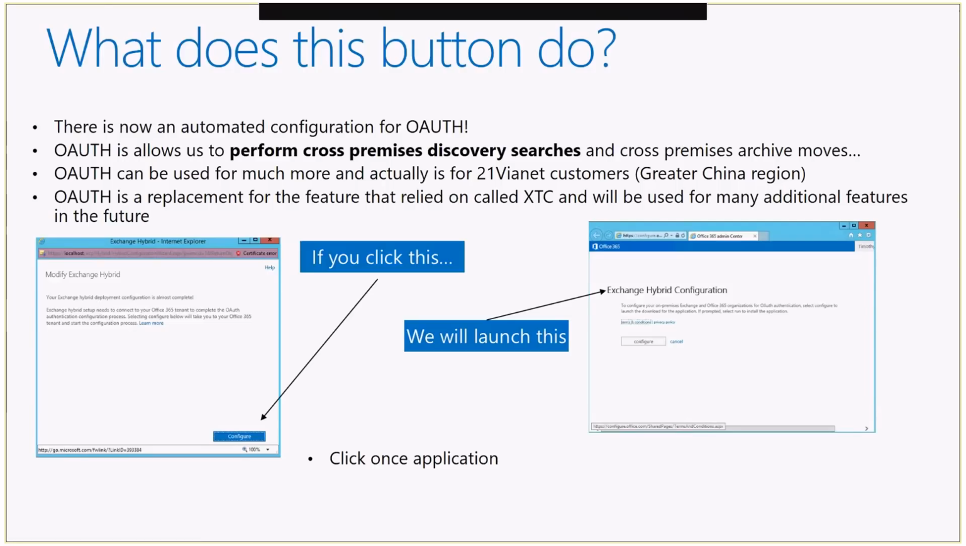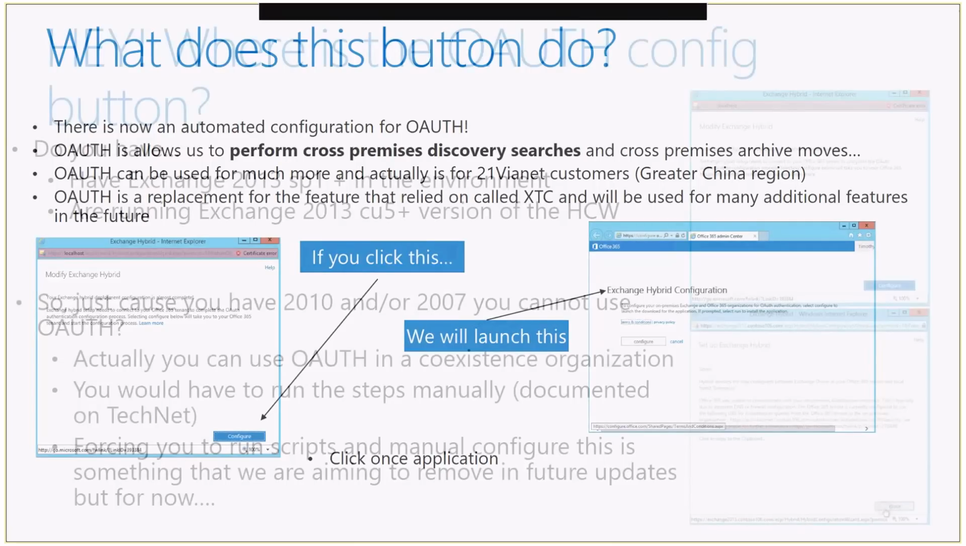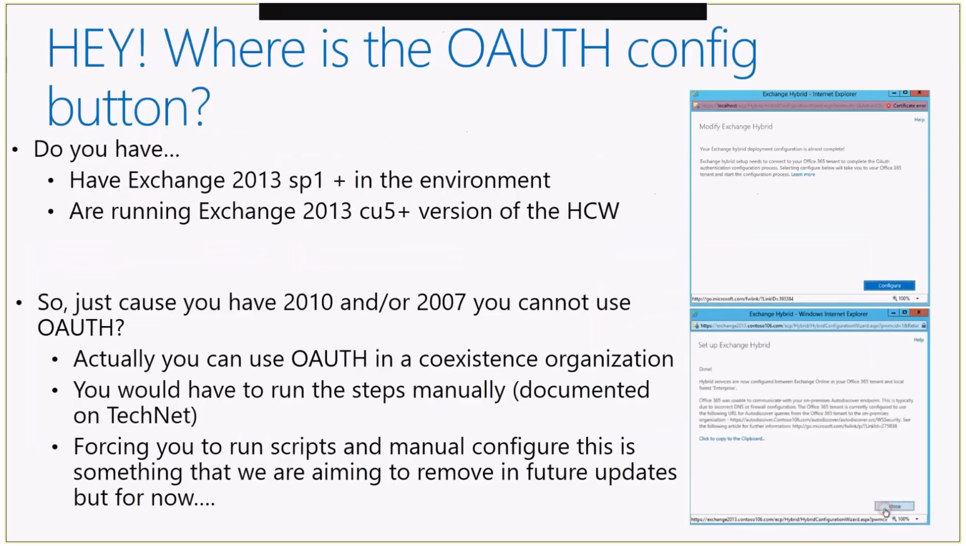The OAuth configuration wizard has no questions for you. It has one button that says configure. Once you click configure, it goes through and configures. It basically runs a series of about six scripts. Those scripts are documented on TechNet, for the folks that want to configure this manually.